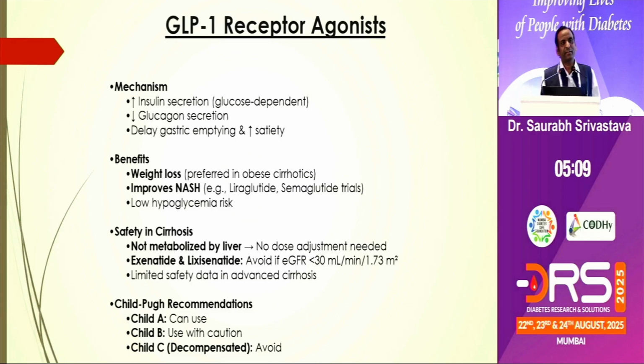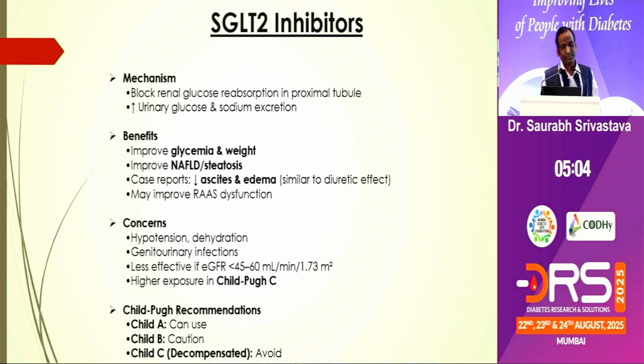Again, in A and B, that is compensated cirrhosis, we can use it, but in decompensated cirrhosis, it should be avoided. Similarly, SGLT2 inhibitors improve glycemia and weight, and improve NAFLD and acidosis. The case report that it decreases edema and ascites can take into consideration a diuretic-like action. However, concerns are hypotension, urinary infection, and less effectiveness when the GFR is less than 45.